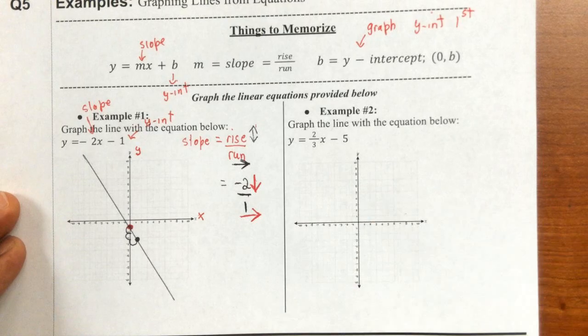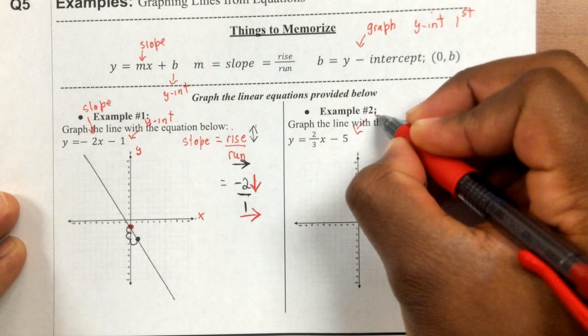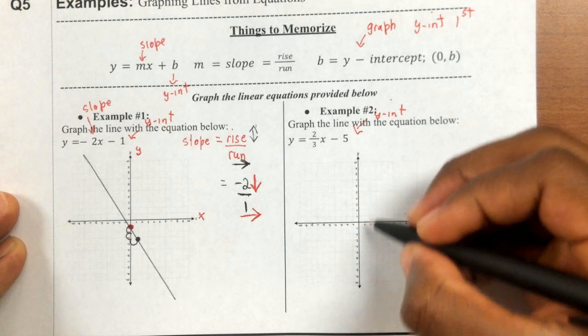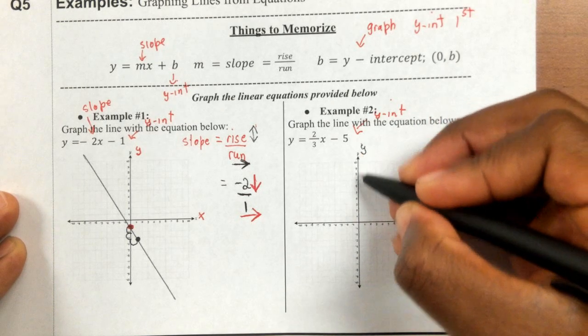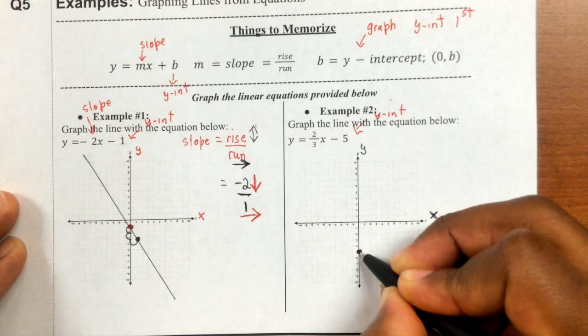So let's try the next one. Again, what do we always graph first? The y-intercept. So we go to our y-axis, and then we're going to go to -5. That would be about right here.